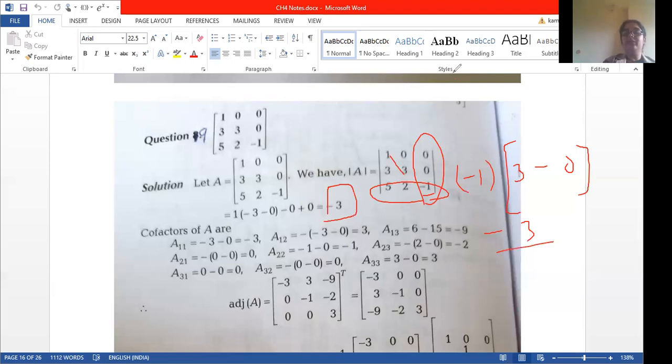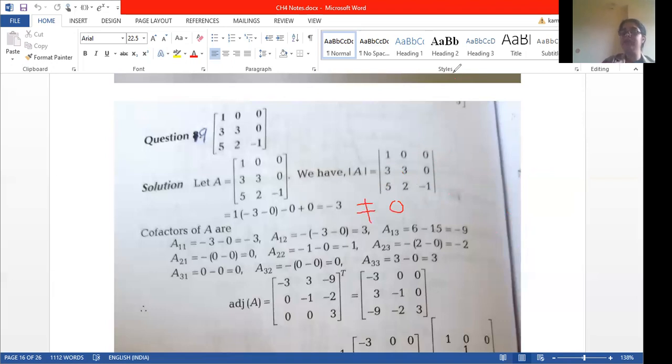Now we have calculated -3, which is not equal to 0. That means inverse exists. Whenever your determinant value is not equal to 0, then we can say that inverse exists. Now we'll find the value of inverse. First we will find the adjoint of A. This is A. For the adjoint of A, first of all, we have to find the cofactors.